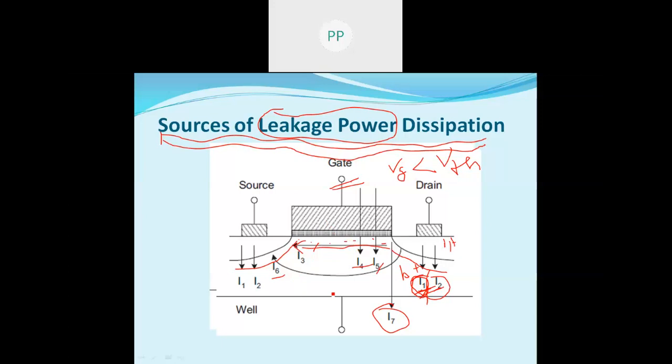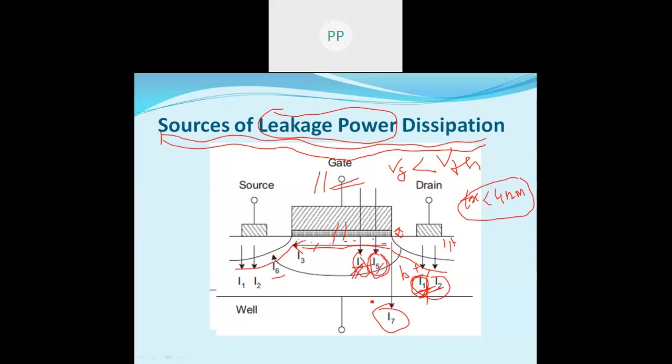Then I4 and I5 are basically the gate leakage currents. Ideally, in a MOS transistor, the gate current must be zero, but with reducing dimensions, the oxide thickness is reduced, and when the oxide thickness TOX goes below 4 nanometers, that is 40 angstroms, there is a huge possibility of quantum mechanical tunneling from the channel to gate and gate to channel, and that will give rise to the gate leakage current. So I4 is basically the gate leakage current.